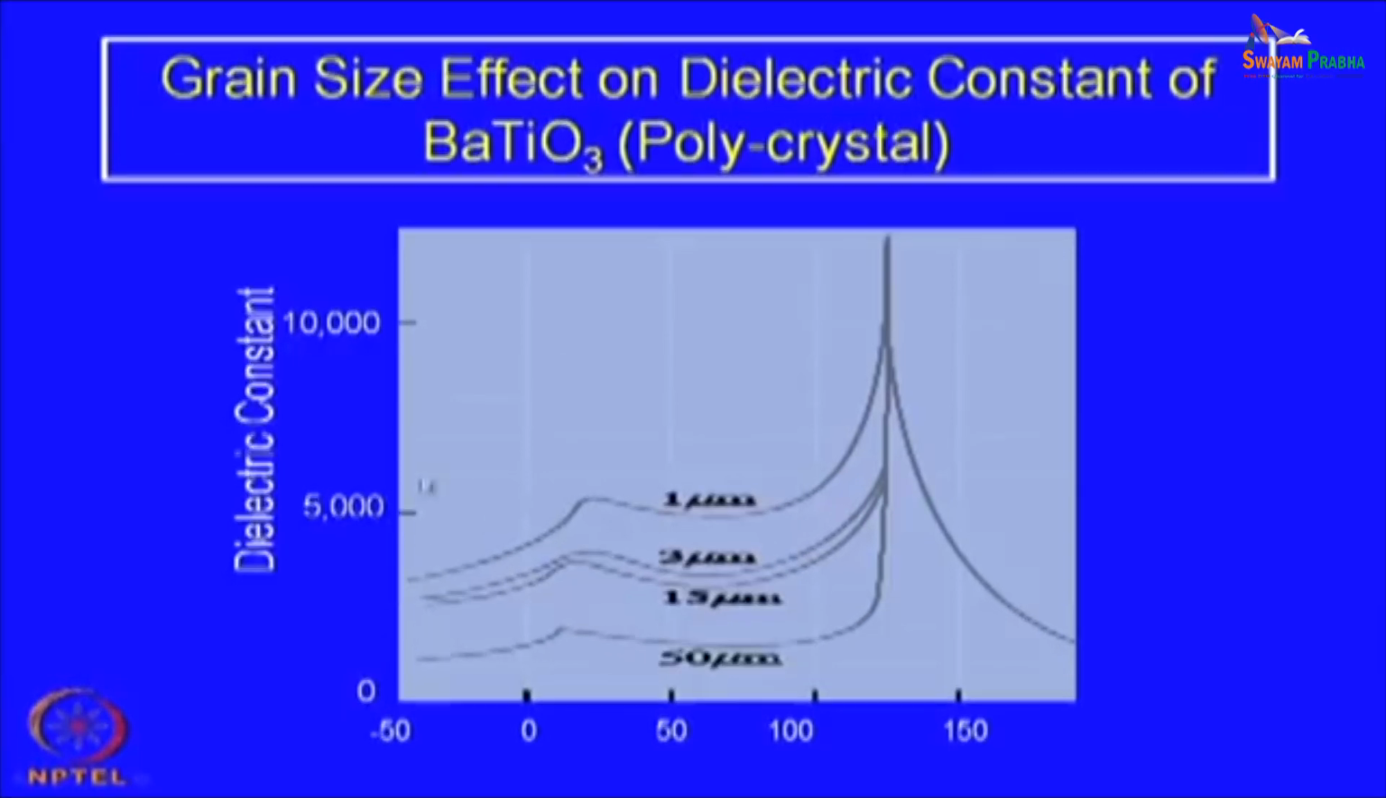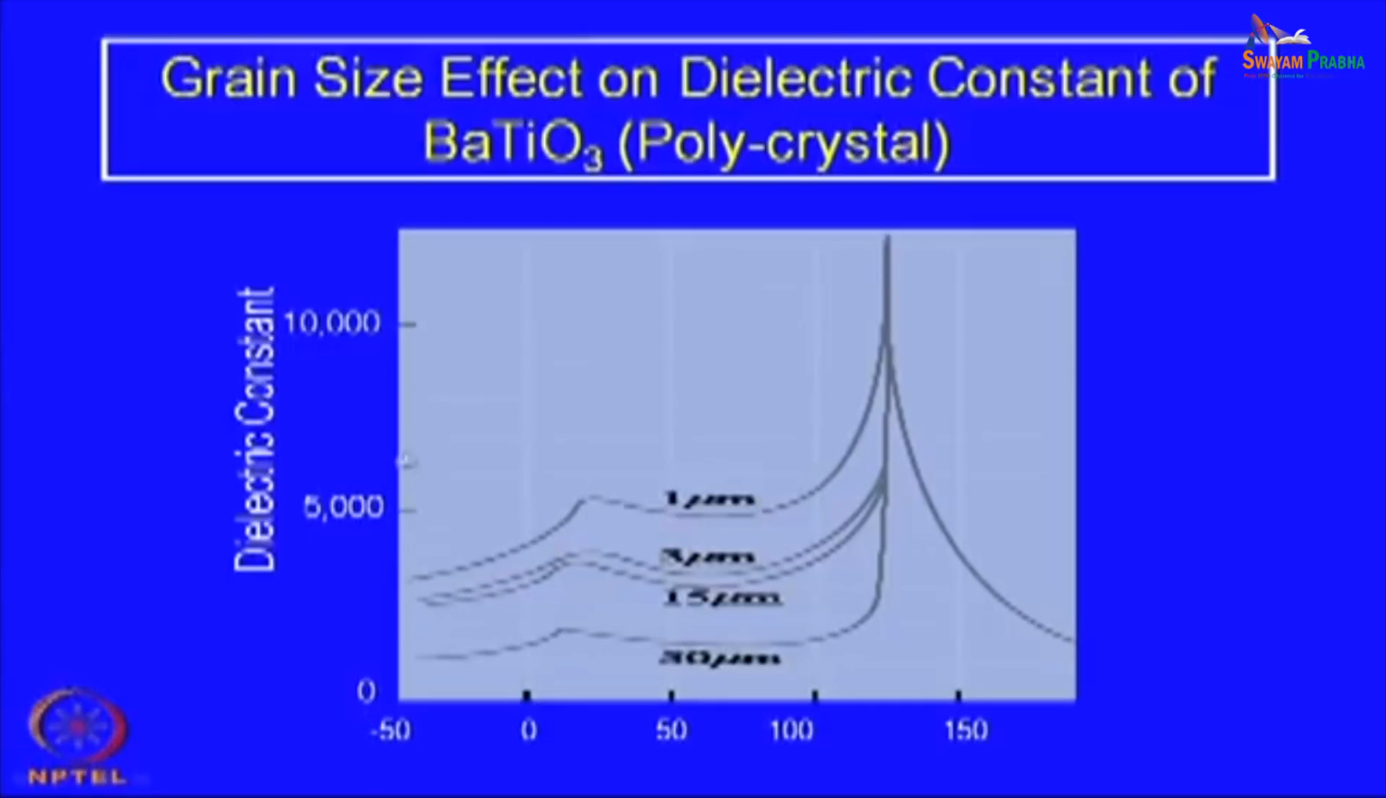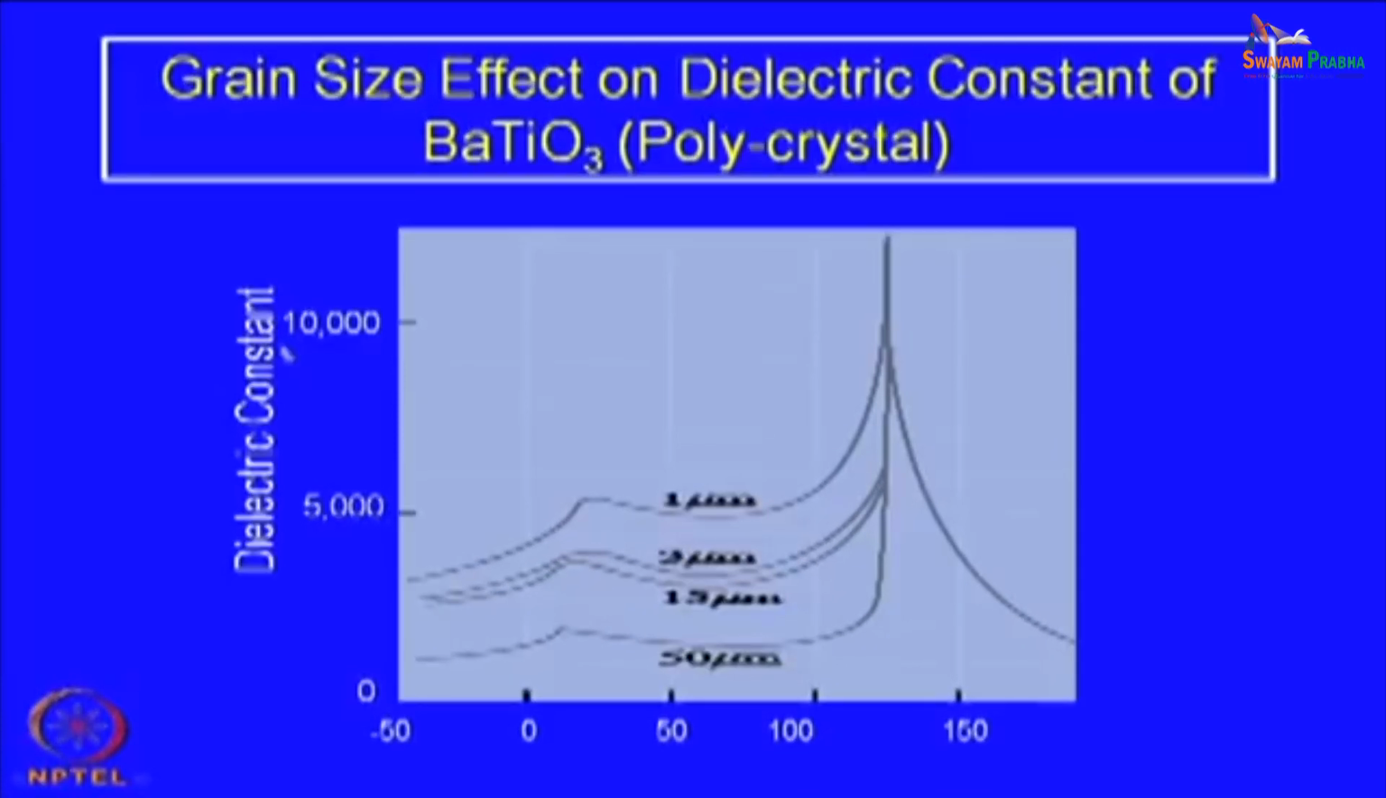You can see here the dielectric constant varies up to 5000 here, whereas this peak is more than 10,000. Okay. Now, barium titanate is of course used as a dielectric in many different kinds of capacitors. However, one of the major problems of this ferroelectric ceramic being used in a capacitor is its temperature dependence.